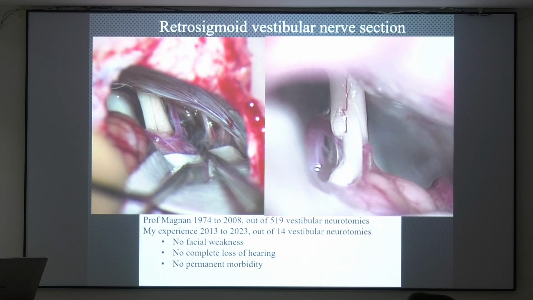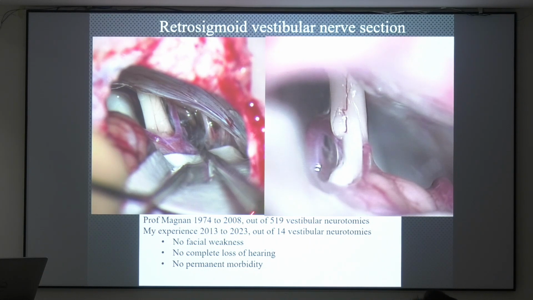So out of 520 vestibular neurotomies which Professor Magnan did before 2008, and after 2008, this is his last paper, with long-term follow-up of 5 years. And now I have around 14 vestibular neurectomies of experience. These are some things which as a surgeon we have in mind: if you do surgery, you will lose hearing completely, you will have facial palsy, there will be permanent morbidity, you will not be able to live your life.